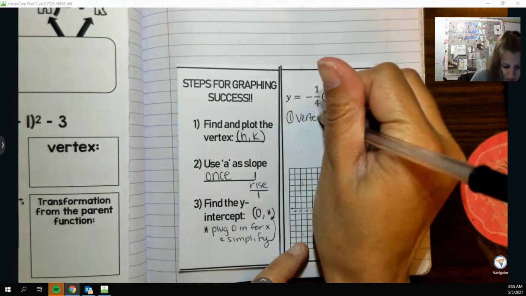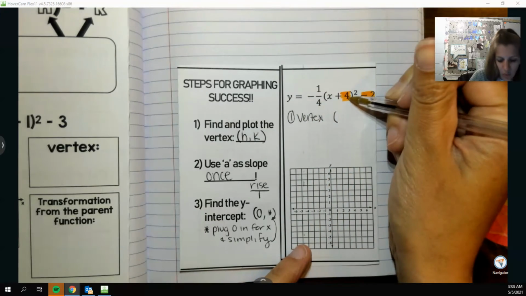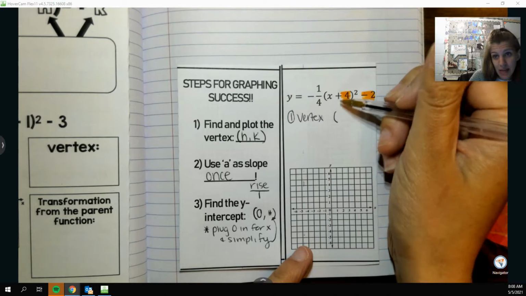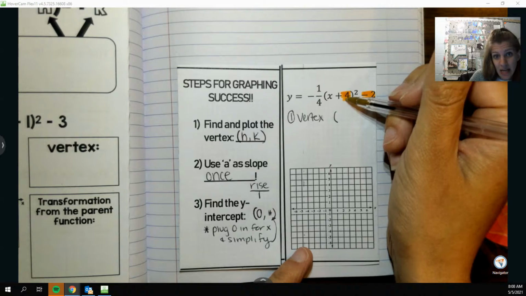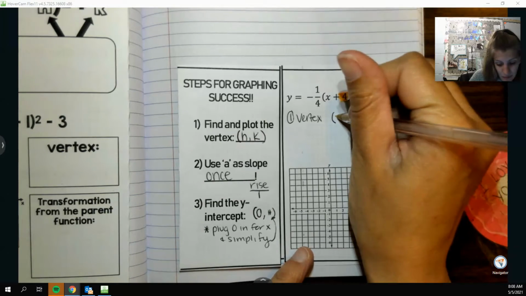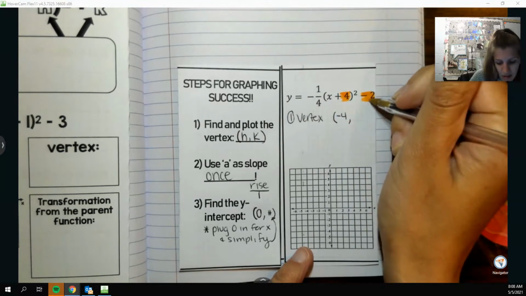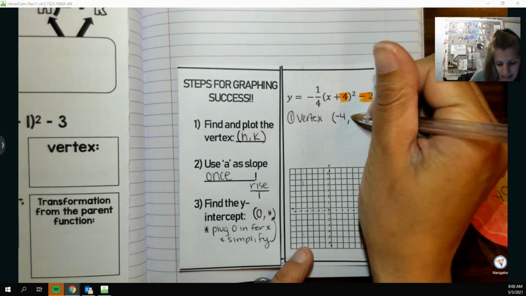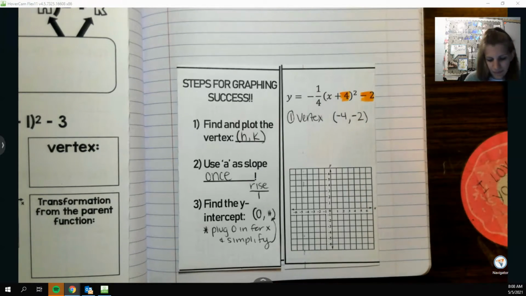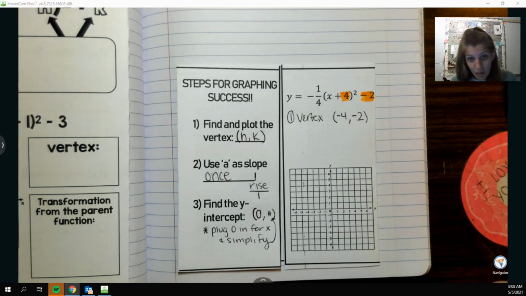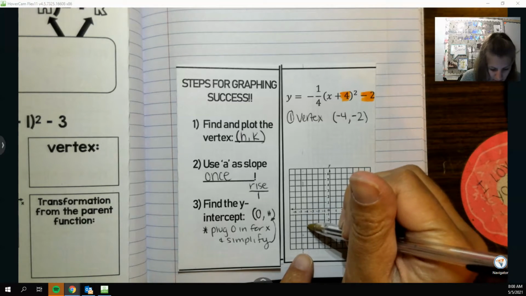And when I take those two numbers, I make them into an ordered pair where the first number, or the number inside parentheses, always is opposite. So it's not going to be +4, it's going to be -4. The number outside parentheses, I keep exactly the same, so -2. And once I have it, I can go plot it. So we go to -4, -2.